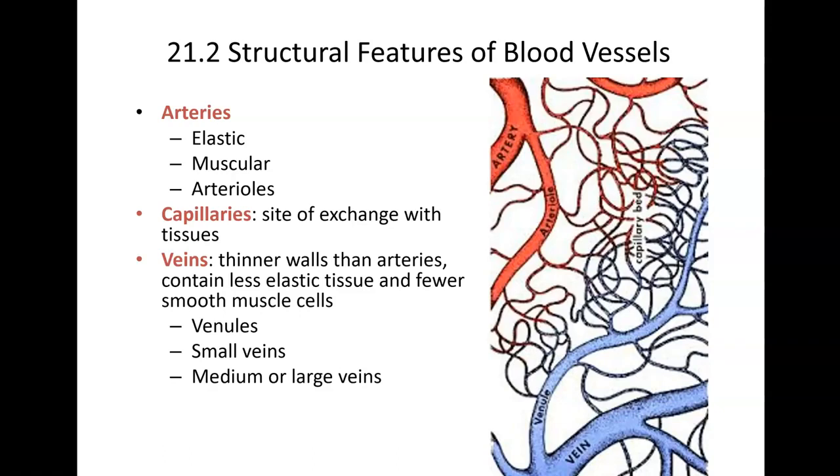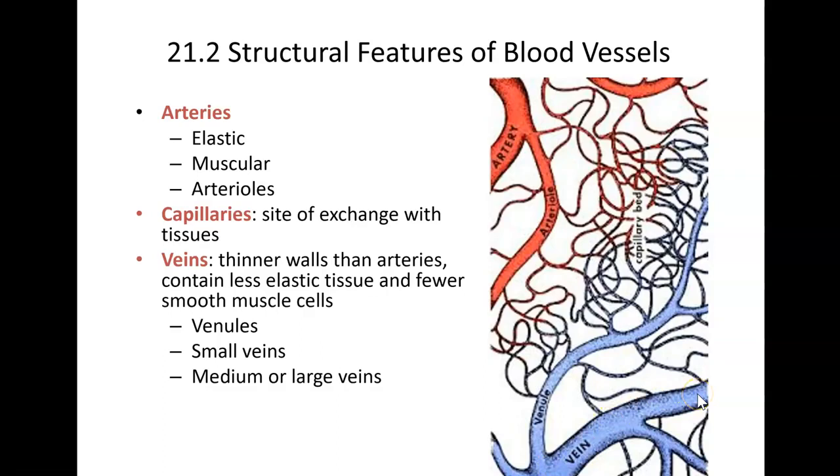Then we are going to turn these arterioles into capillaries, which would be the smallest type of blood vessel that we have, and this is where we have exchange with tissues. Maybe we're giving off some oxygen, picking up some carbon dioxide and some other waste products, and then that blood will be put into our venules, which are very small veins, which will filter into our small veins, and then medium veins and large veins.